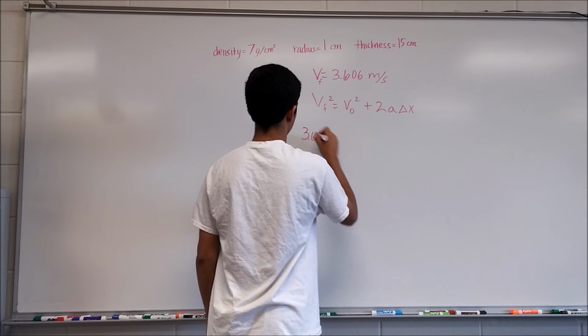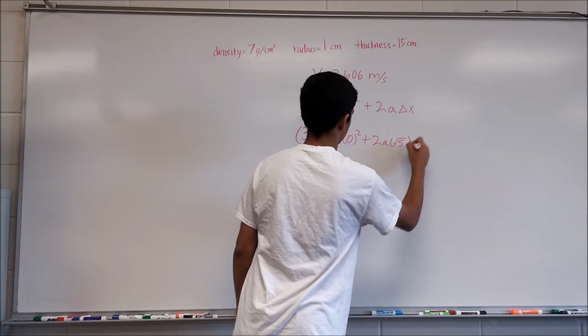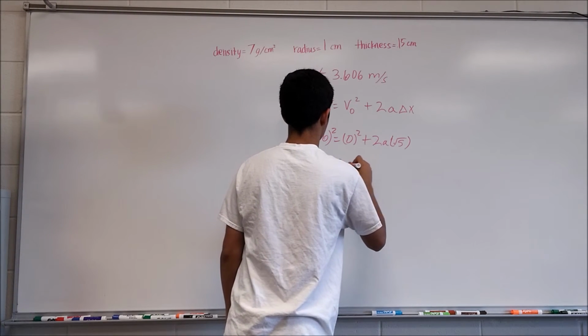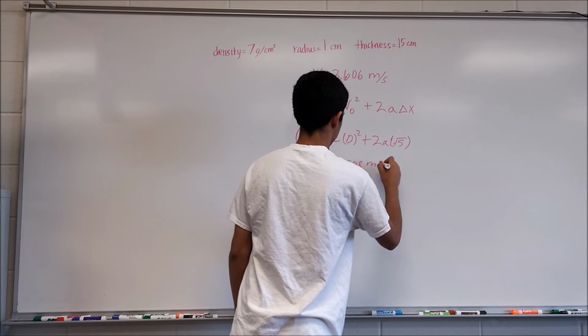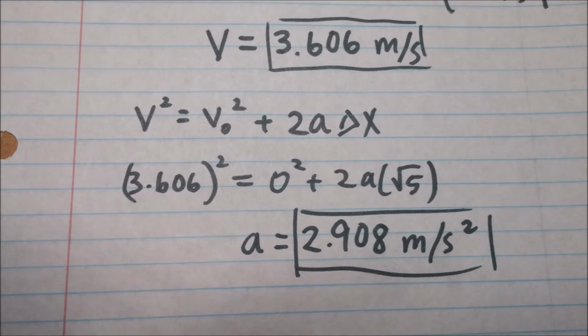Before we could solve for time, we first had to determine what the coin's acceleration would be. To do this, we used the kinematic equation that states v final squared equals v naught squared plus 2a delta x. The answer we got for acceleration for Chaos was 2.908 meters per second squared.